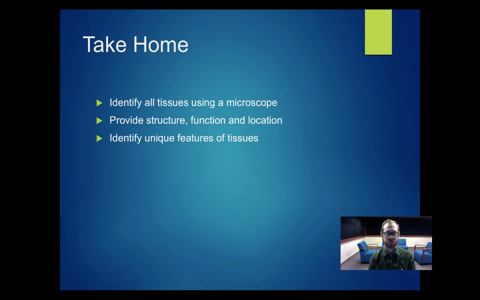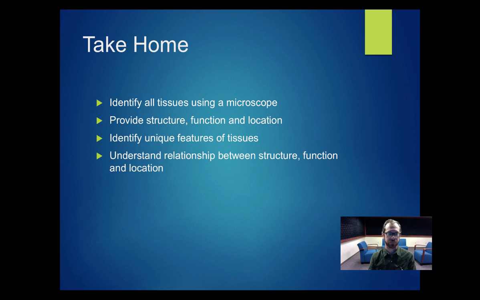You should also be comfortable identifying unique features of a tissue, so goblet cells, glial cells, cilia, and microvilli, and know what the functions are for each of those unique features. And then finally, you should have a clear understanding of the relationship between structure, function, and location.